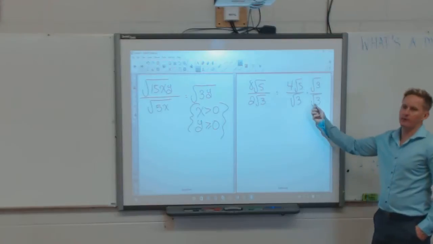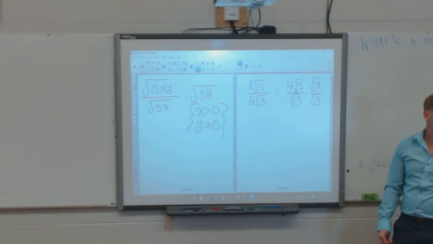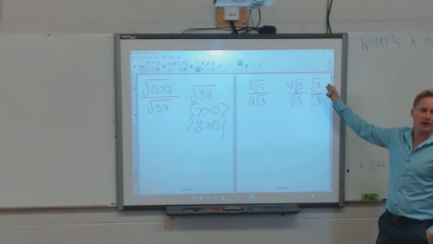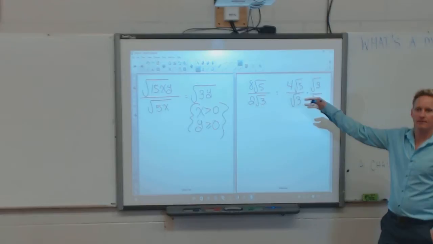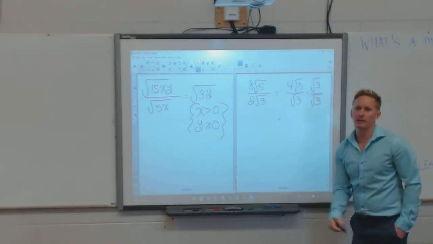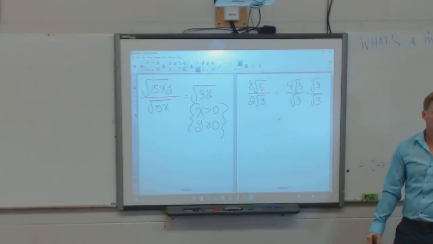What is the square root of 3 divided by the square root of 3? 1. It's 1, right? So if it's 1, then I'm not changing anything by multiplying this. But it allows me to get rid of my denominator down here being a square root, right?